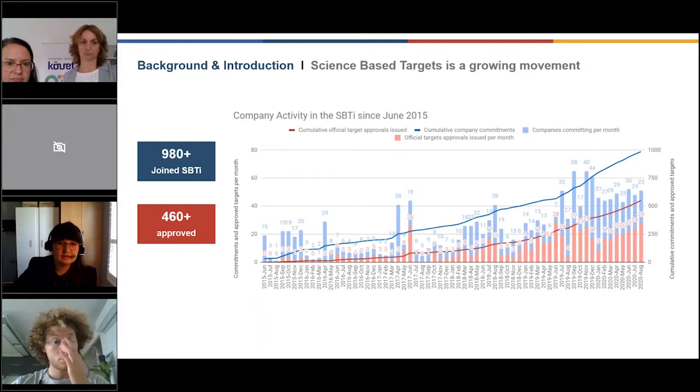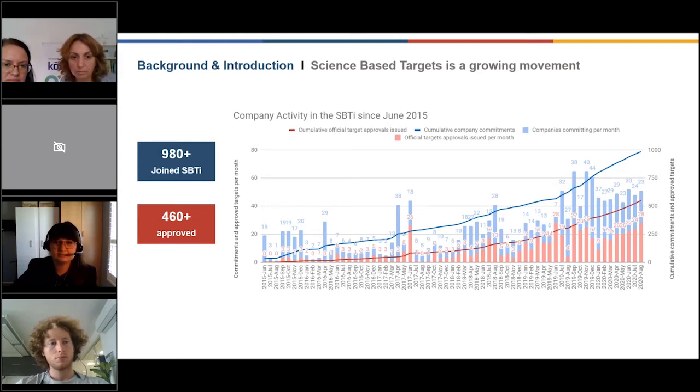So since our inception in June of 2015, we are a growing movement, which you can see by the graph. As of today, we have over 980 companies globally that are part of the Science-Based Targets Initiative, with over 460 companies having approved science-based targets in place that have gone through the verification process that we offer as an initiative.